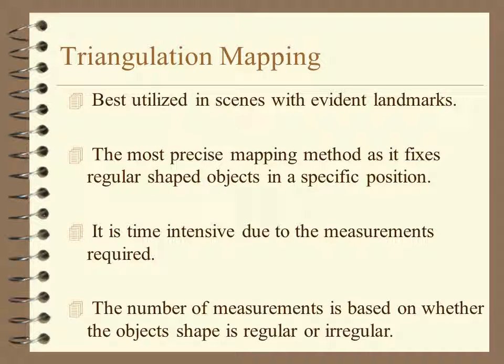Triangulation mapping is best used in scenes with landmarks that are very evident. Interiors, for example, are a good place to use it. And it'll fix the object in a specific position. It does take a little more time, but it's worth it to accurately place an item in the crime scene. And the number of measurements you may have to take are based upon whether or not the object shaped is regular or irregular.